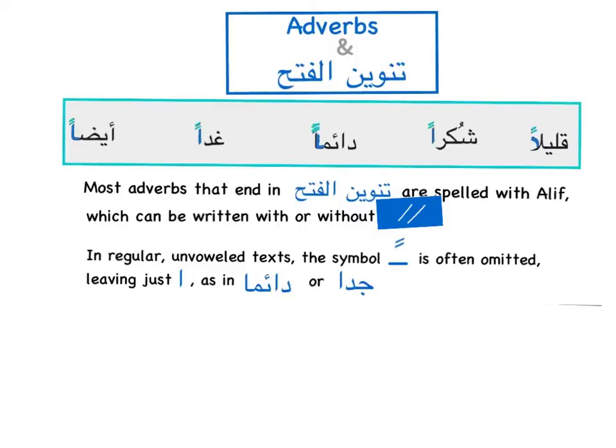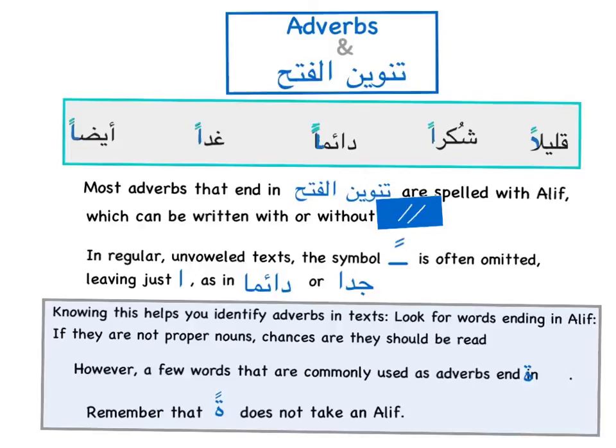In regular and vowel texts, the symbol tanween is often omitted, leaving just alif as in دائما or جدا. We pronounce the tanween, but we don't have to write it. Of course, knowing this helps you identify adverbs in text. Look for words ending in alif. If they are not proper nouns, chances are they should be read with tanween. However, a few words that are commonly used as adverbs end in تاء مربوطة. Remember that تاء مربوطة with tanween does not take an alif.